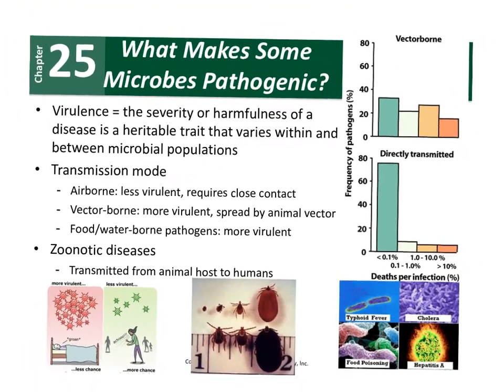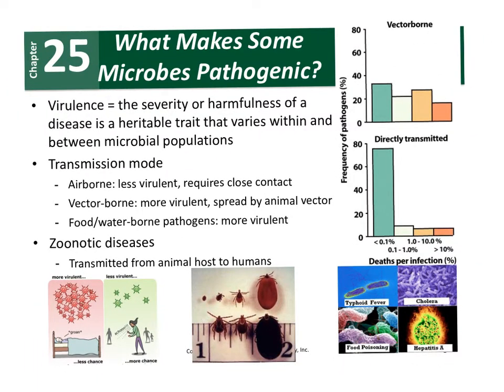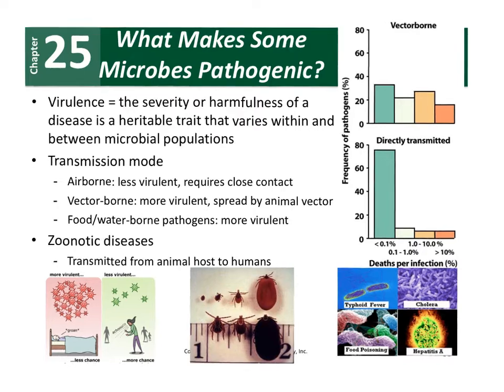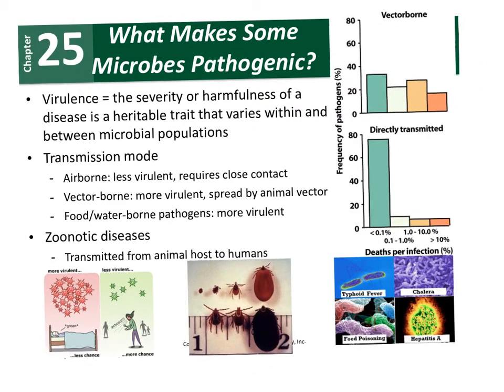Okay, so what makes some microbes pathogenic and more deadly than others? Well, virulence is defined as the severity or harmfulness of a disease, and it's a heritable trait. In other words, some diseases have alleles that make them particularly deadly to humans. Now, it used to be thought, why would a microbe do that? If it's really deadly, you kill the host, and how does it get transmitted? But I'll show you now.